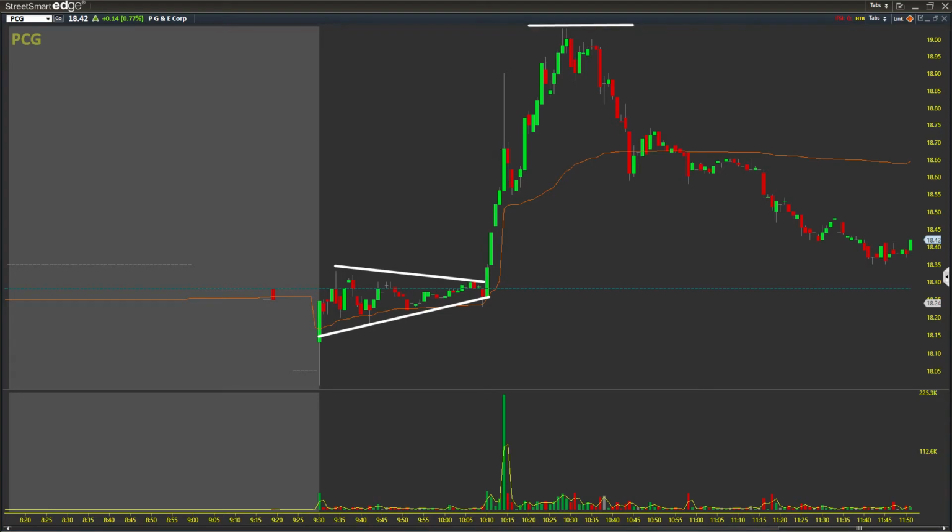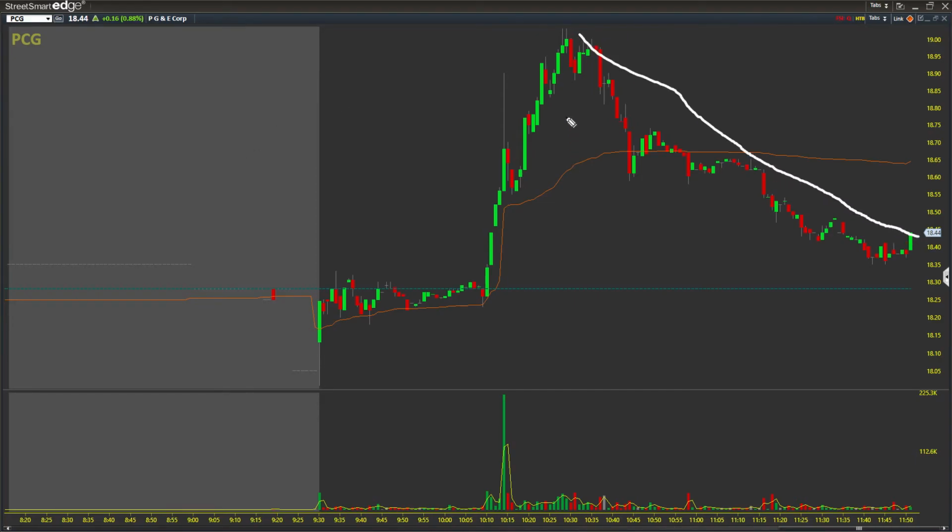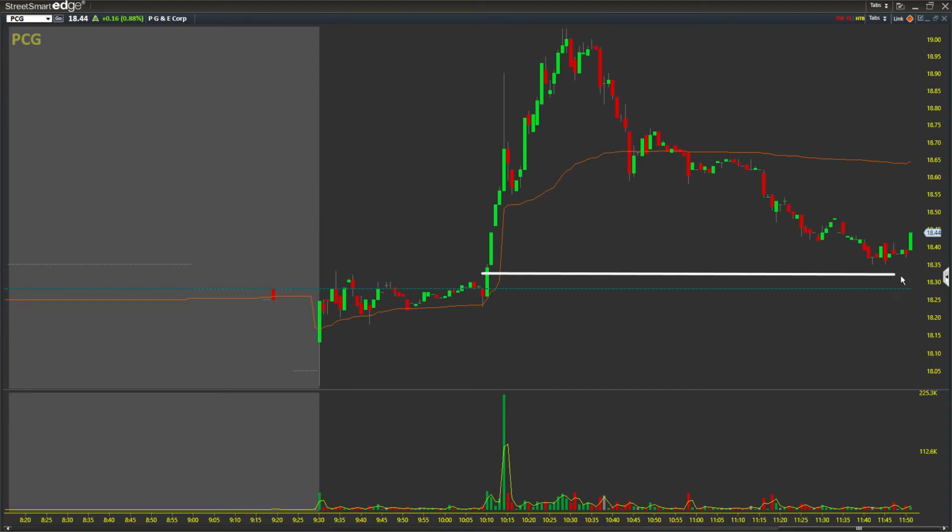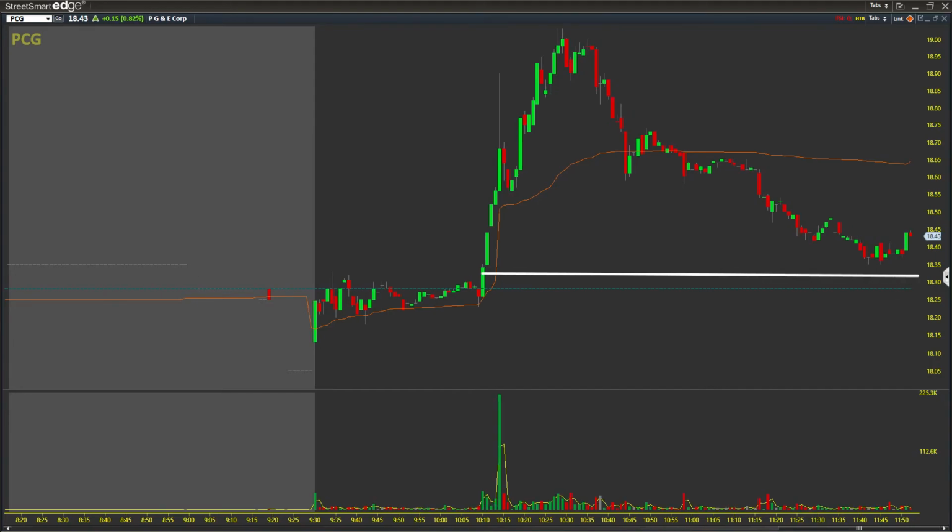And then here's your U-shape right here. There's another U-shape right there. PCG, nice move today. And then after that, look at it. People made their money and lost interest in it. This is pulling back all the way to the area it broke out from. So keep that on watch.